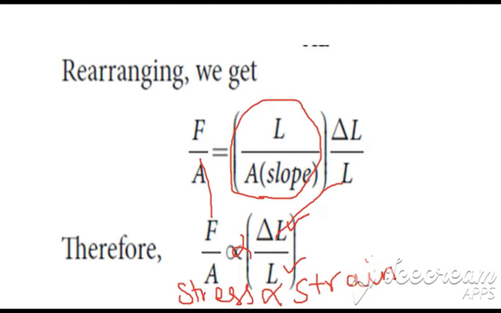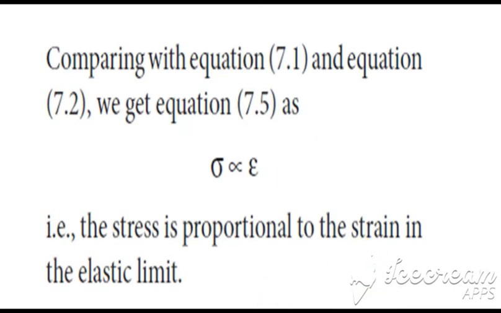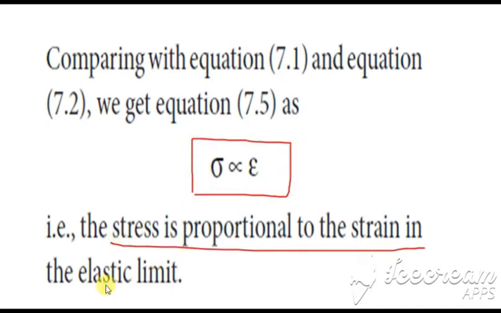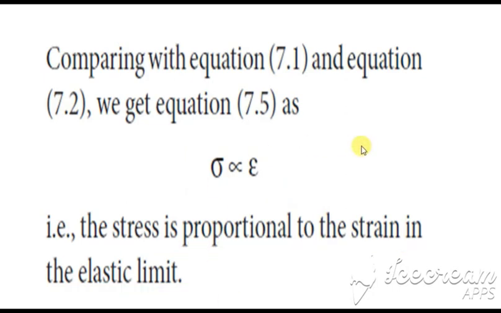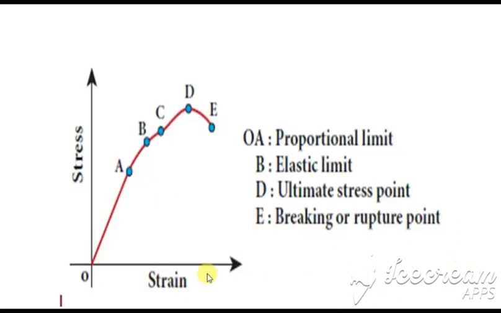Okay, and so this will happen in the elastic limit, and this is Hooke's law. Okay, so stress is proportional to strain in the elastic limit. This is Hooke's law. Clear? And then next we have the stress and strain profile curve. Okay, so a curve between the stress and the strain, considering the strain along the x-axis and stress along the y-axis. And if we draw the graph, we get the graph like this.